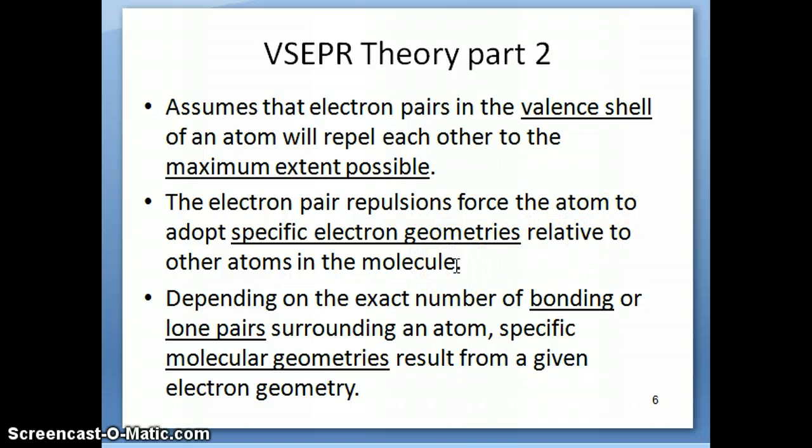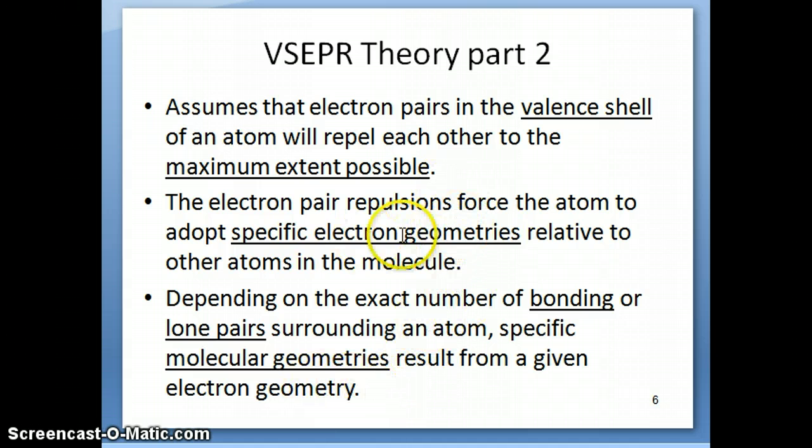Because the electrons want to get as far away as possible from each other, the atom has to then adopt a particular geometry that would allow that repulsion to happen, okay? Those are what we call VSEPR geometries, VSEPR electron geometries. Now, as a result of these electron geometries, whether the electrons you have are bonding pairs or lone pairs, you're going to get specific molecular geometries, which are the three-dimensional structures that result from the specific electron geometry that you have from VSEPR.